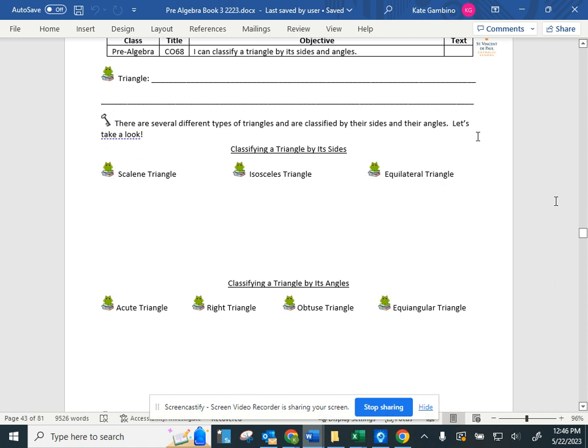Afternoon. Today we are continuing with those polygons and triangles and sides and angles and all that good stuff.